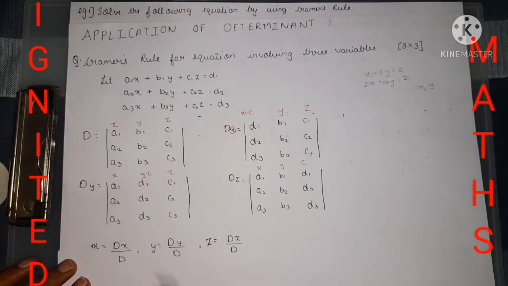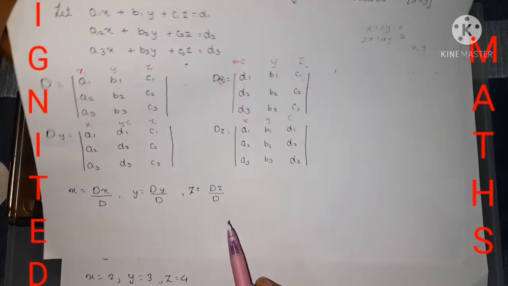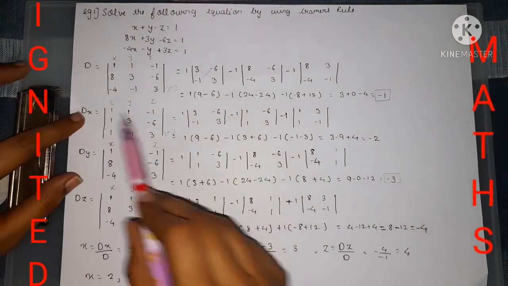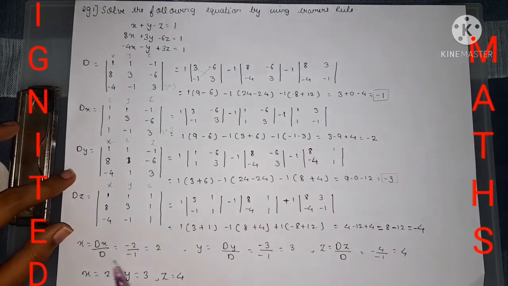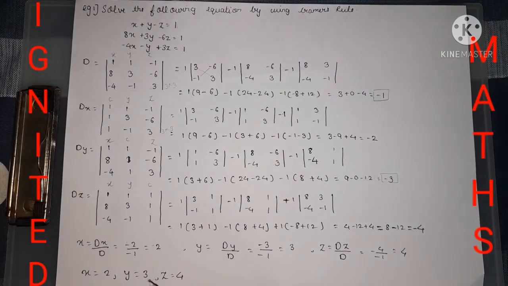x is equal to dx by d. So y is equal to dy by d, z is equal to dz upon d. So x is equal to dx upon d. Dx value is minus 2. Okay, minus 2. D value is minus 1. So minus 2 by minus 1, minus minus cancel, so positive 2.